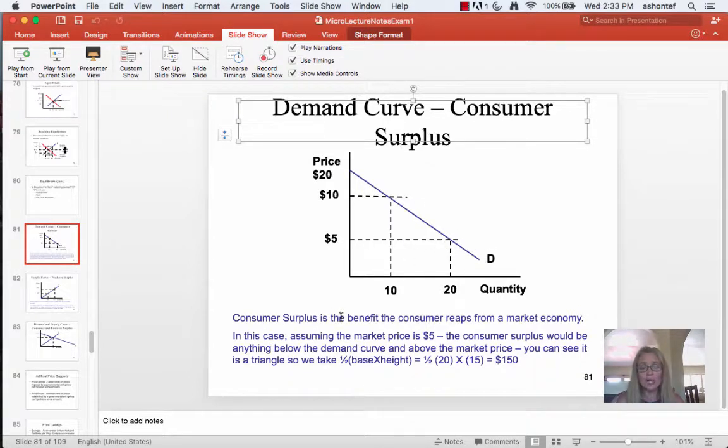So our consumer surplus would be this triangle right here when we're using a straight line. So consumer surplus is the benefit the consumer reaps or gets from a market economy, because there are so many people that actually would have paid a higher price than they otherwise have to.